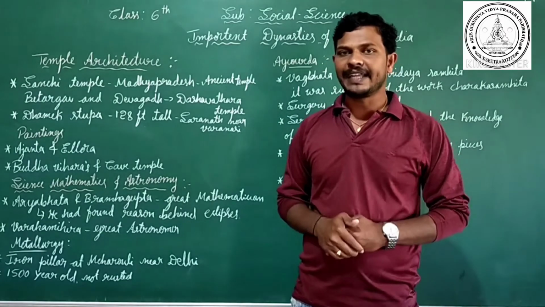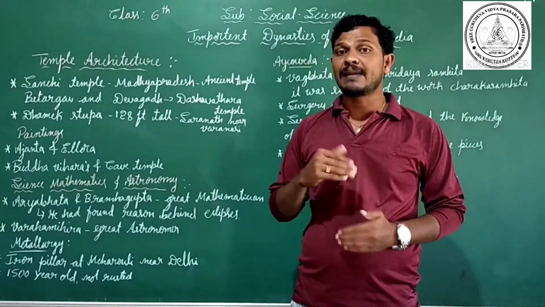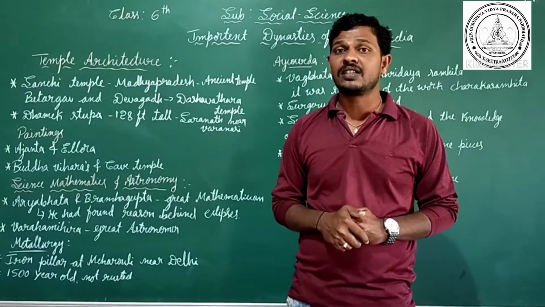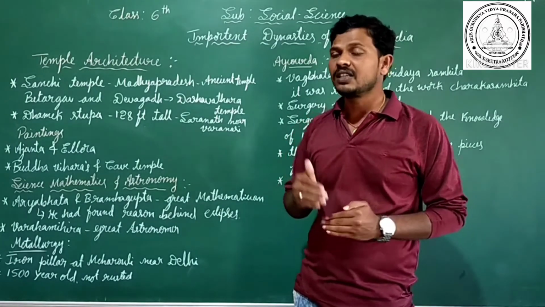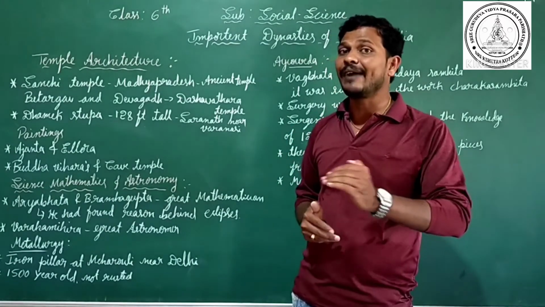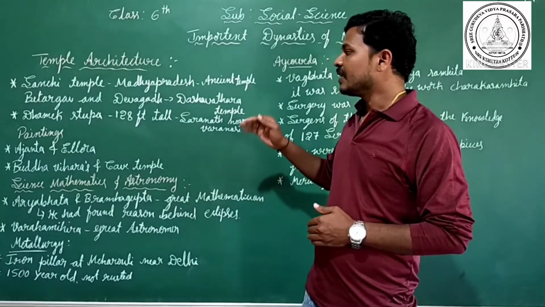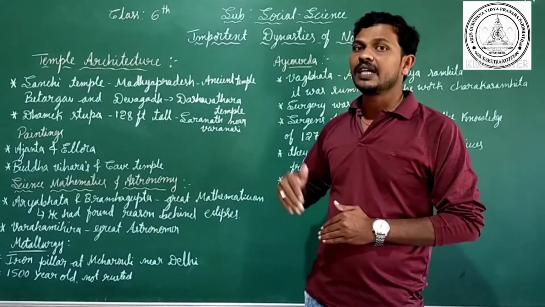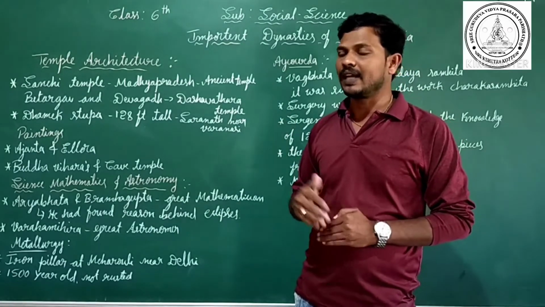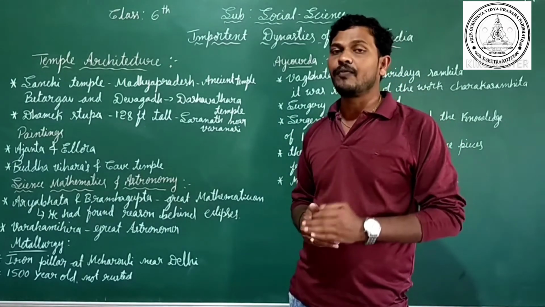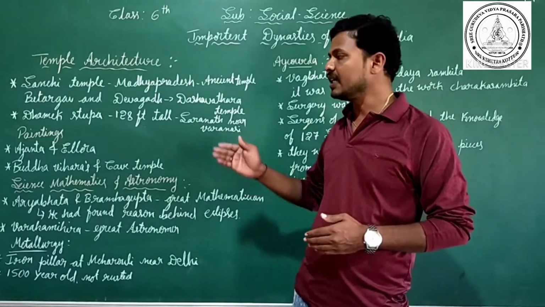Like this, paintings. In paintings, we remember the places called Ajanta and Ellora. These Ajanta and Ellora are cave temples. These are Buddhist cave temples. Especially the Buddha Viharas and caves are the cave temples we can find in Ajanta and Ellora. We found many paintings in those caves.